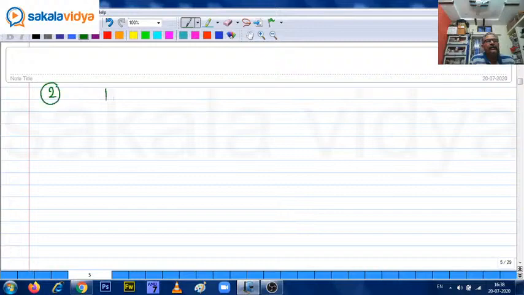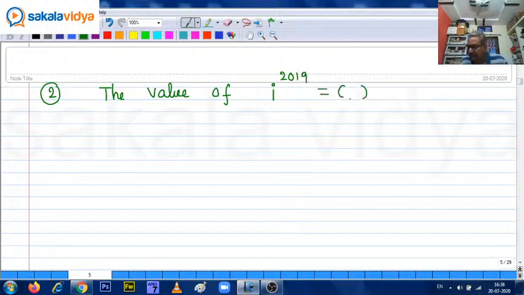Second example. The value of i to the power of 2019. Anybody, what is the value of, just practice it. I to the power of 2019. Anybody? I to the power of 2019. What shall we do? Divide 2019 by 4. Take the remainder. So the remainder is equivalent to this power remainder.